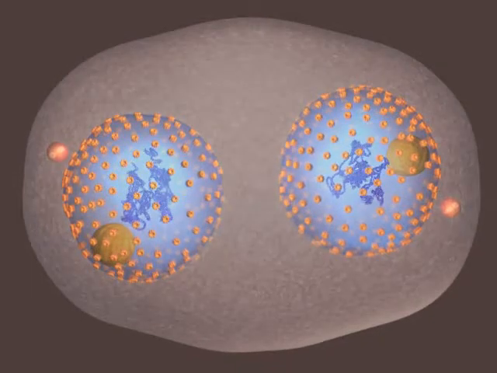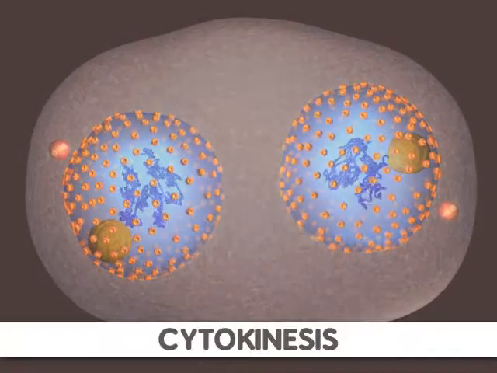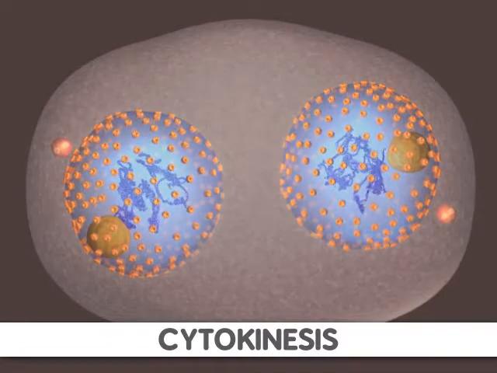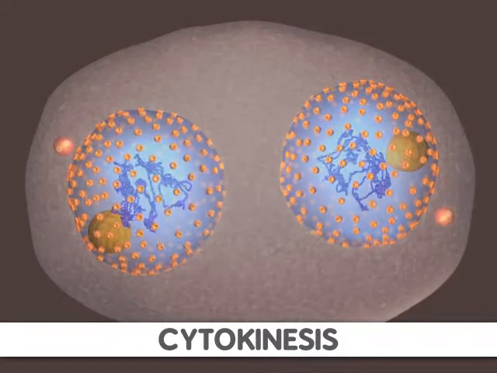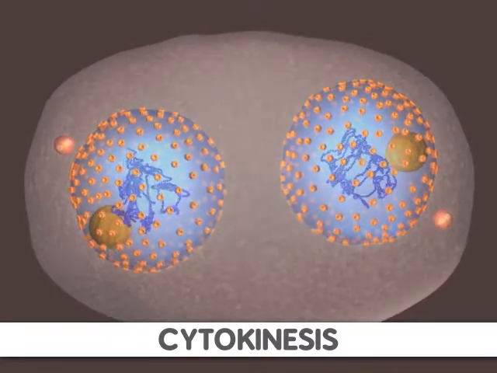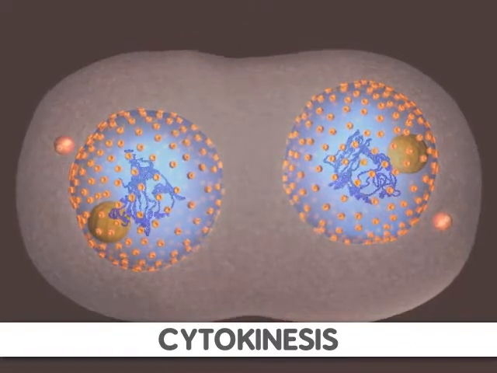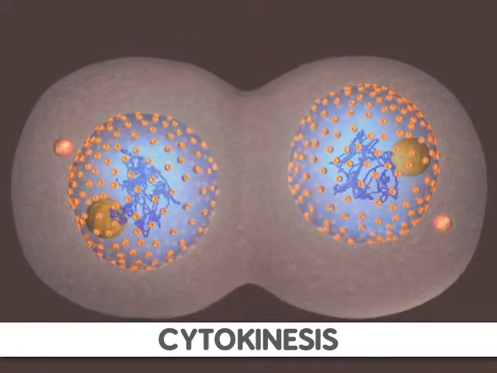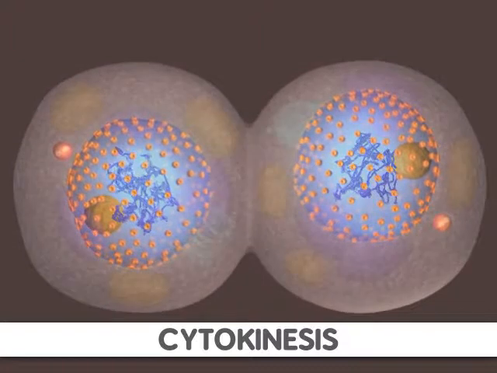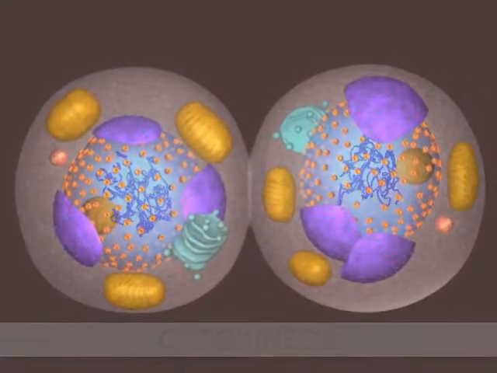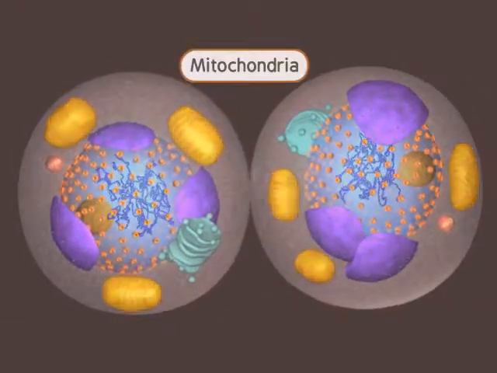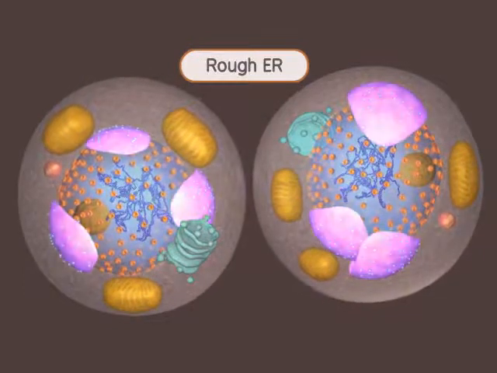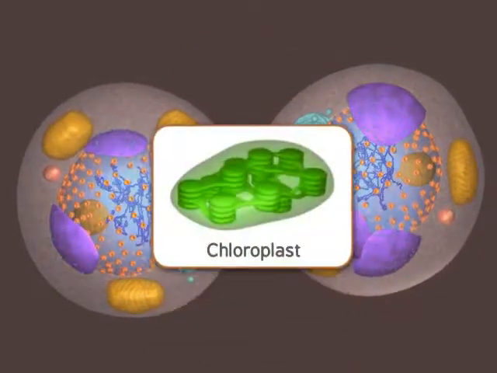Following mitosis, the cell undergoes a process called cytokinesis. First, the cell is compressed by a contractile ring that divides the cell in nearly equal halves. By now, the organelles in the cell have been replicated and are now divided between the two halves of the cell. This includes mitochondria, Golgi bodies, and the rough ER. Plant cells also have chloroplasts.